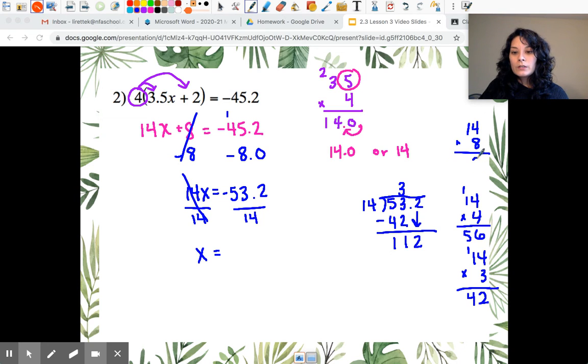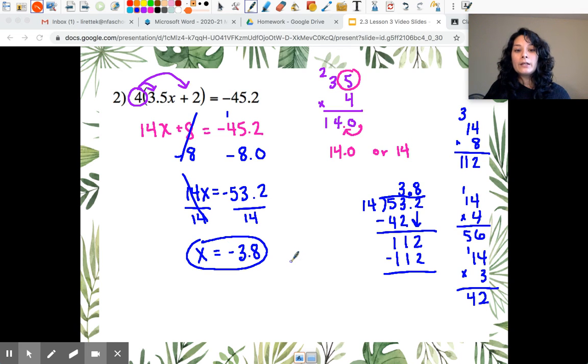8 times 4 is 32. Carry the 3. 8 times 1 is 8. 9, 10, 11. Aha, there it is. So my 8 goes above the end digit of the number I divided, and my 112 goes underneath. My decimal point comes straight up into my quotient. Now, I didn't need to adjust for any decimals here before I started dividing, and that's because my divisor, the 14, was a nice integer. Remember, if you're doing long division and the divisor is a decimal, you have to move the decimal until it's a whole number. So I'm getting 3.8 as my quotient, and it's negative. So here's my final answer.